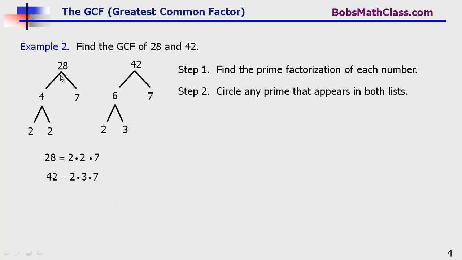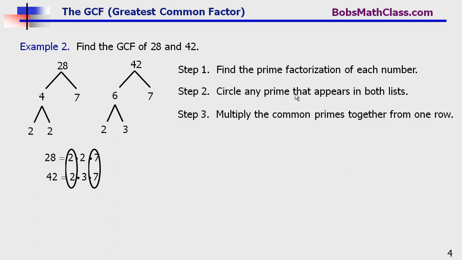Okay, circle any prime that appears in both lists. So what can we circle? We could circle a 2. Anything else? Yeah, 7. So what's our GCF? We're going to multiply the common primes together from one row. So we can multiply the 2 times the 7. And that's our answer, 14. So 14 is the largest number that divides evenly into 28 and 42.